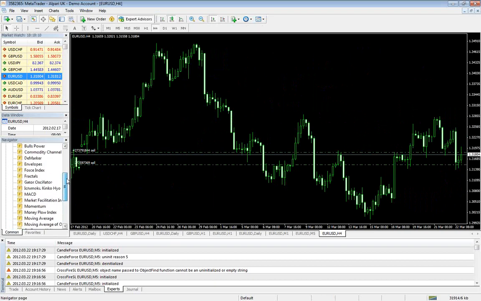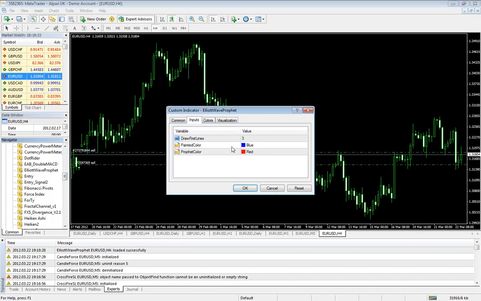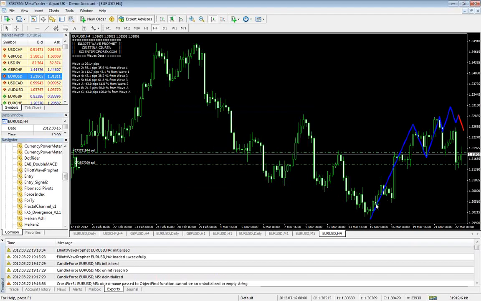Okay, Elliott Wave Profit is here in the custom indicators. The only thing you need to do is just drag and drop it here, and you have draw first lines. Usually you can leave them by default anyway, but you'll have to adjust them to have a better experience.